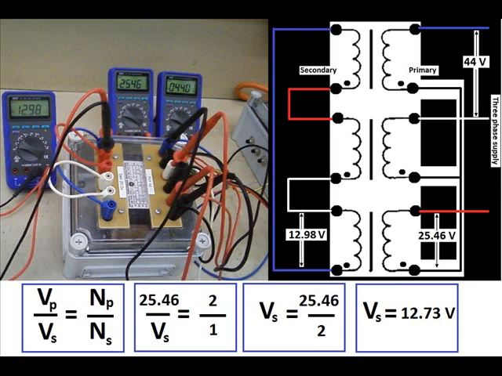So as we move along in the formula, when we transpose that formula, we end up with the secondary voltage. The secondary is 25.46 divided by 2, so our secondary voltage equals 12.73. So it's fairly close to what we've actually measured, with a few tolerances, of course.